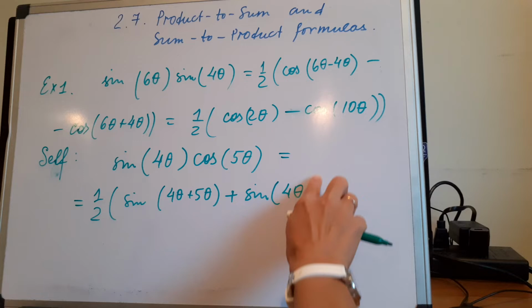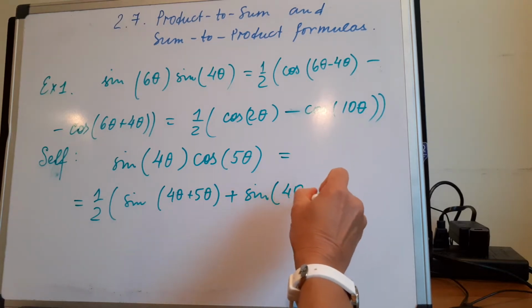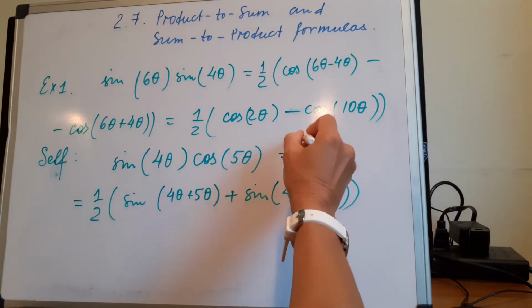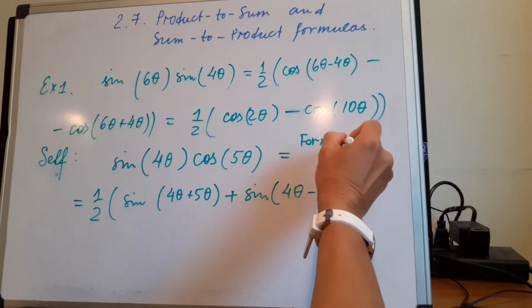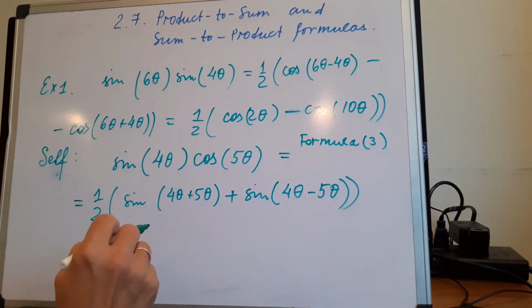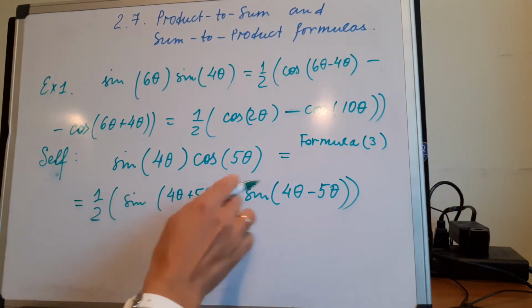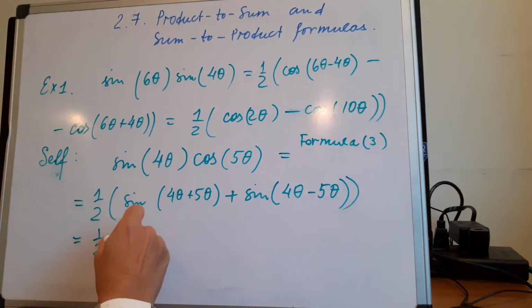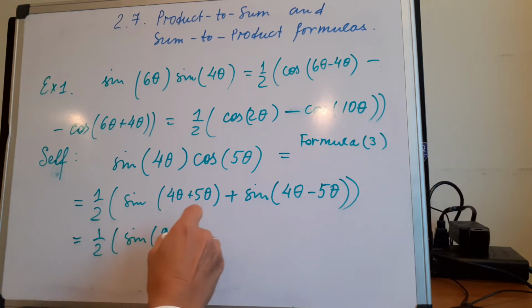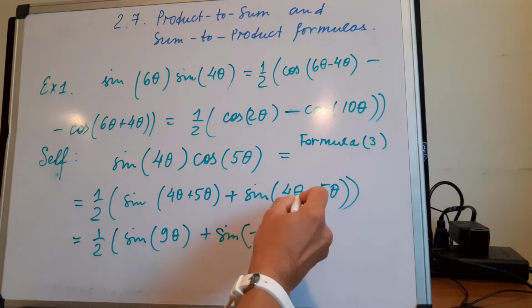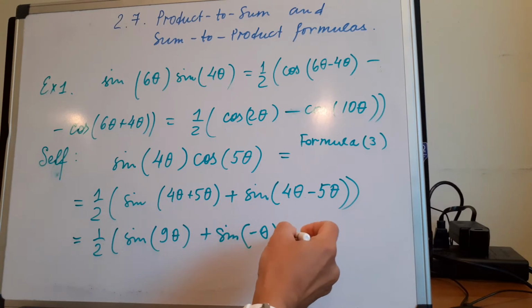Oh, sorry. Too early, the parentheses. Okay, again, I'm using formula number 3 from our list of formulas. Right, the sine of the sum plus the sine of the difference. What am I going to have? Sine of 9 theta here, plus sine of minus theta here. 4 minus 5 is minus 1, right?